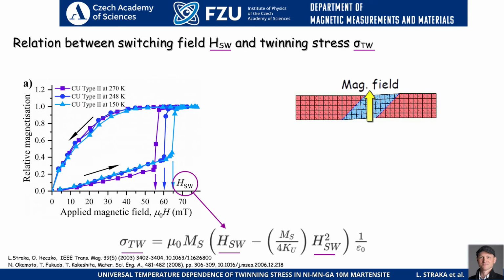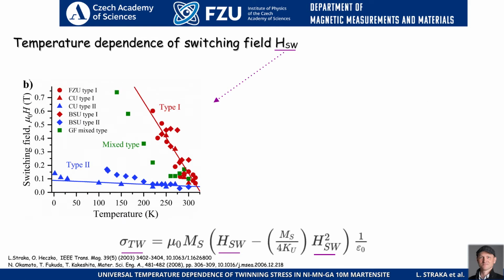And when this reorientation happens, we can see it as a very sharp jump on the magnetization curve, and this jump occurs at the so-called switching field. And from this switching field, we can actually determine the corresponding twinning stress. Okay, we prepared the single twin boundary in the sample, we placed it in a magnetic field, and then we measured the switching field at different temperatures, and what we got is the switching field as a function of absolute temperature, which can be recalculated also to distance from the martensite transformation.